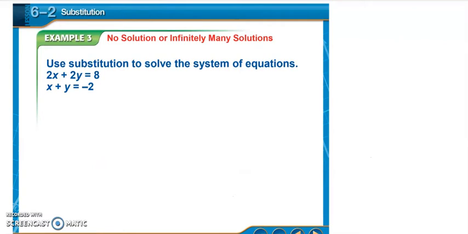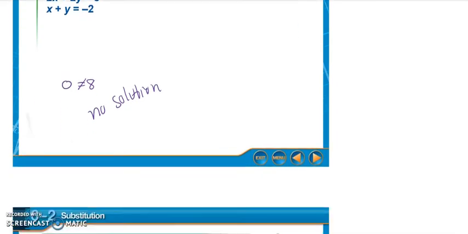Sometimes you'll have no solution or infinite solutions. If I set up this one and work it, I got 0 is not equal to 8 when I worked it out. If you end up with the left side and the right side not the same, then this is no solution, but you better go and check your work to make sure you did it right. Okay, and I'll show you that in class if you need me to.